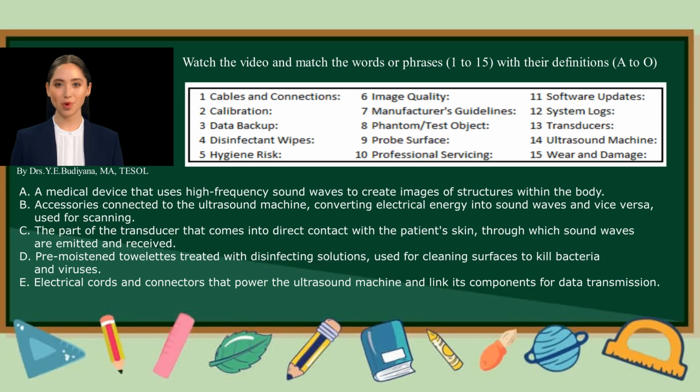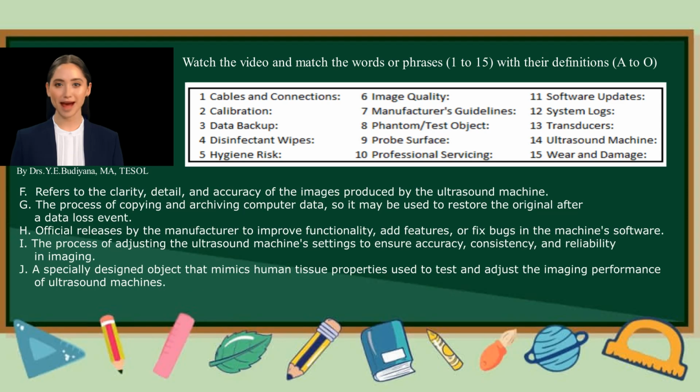E. Electrical cords and connectors that power the ultrasound machine and link its components for data transmission. F. Refers to the clarity, detail, and accuracy of the images produced by the ultrasound machine.